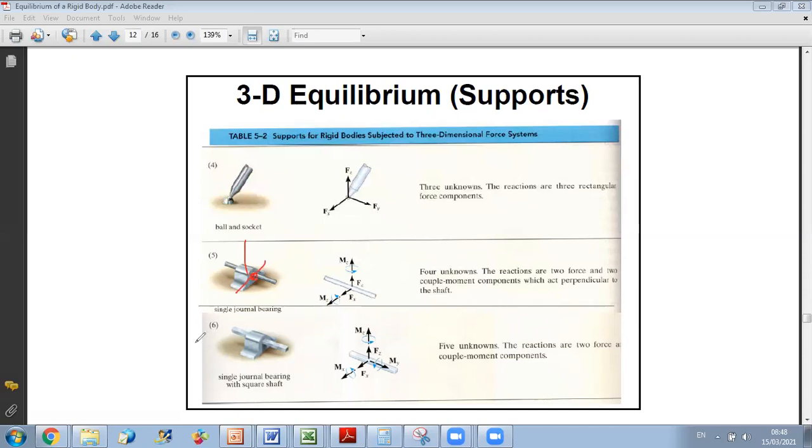So your reaction will develop forces also in these directions. So in total, a single journal bearing will develop two forces and two couple moments in directions perpendicular to the rod. Okay, so here you have four unknowns in this case. Now, another possibility is a single journal bearing but with a square shaft. If I have a square shaft, what is the additional constraint I will add?